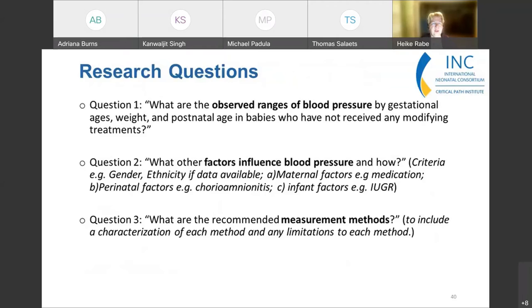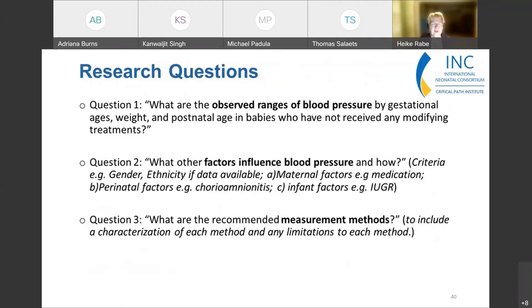So we identified three major questions. What are the observed ranges of blood pressure by gestational age, weight, and postnatal age? What other factors, especially maternal factors and other factors like ethnicity, perinatal factors or infant factors could influence the newborn blood pressure? And the third one was what could be recommended measurement methods which could be used in future trials.